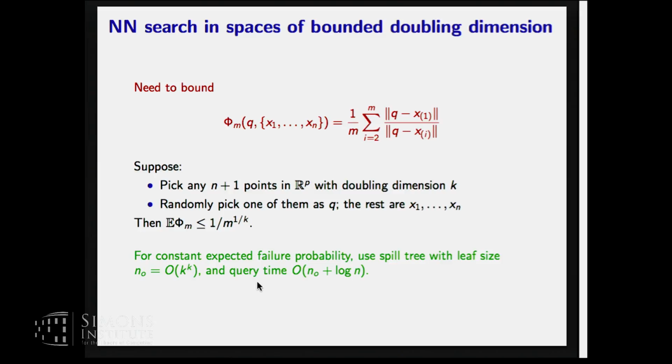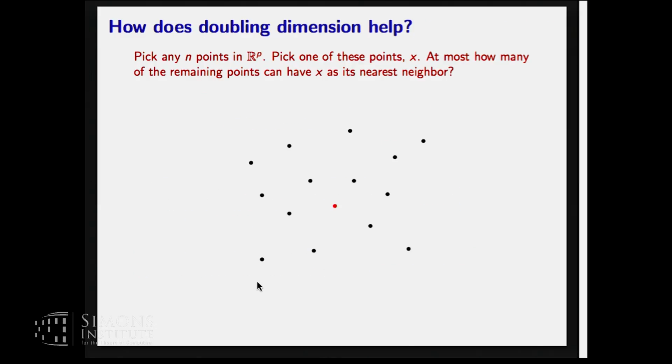So how do we bound this term, given only the doubling dimension? I won't go through the whole argument, but here's a very basic question that keeps coming up again and again in nearest neighbor analysis. The question is this: pick any n points in p-dimensional space, and take one of those points, let's call it x. How many of the remaining n-1 points can have this as its nearest neighbor? Can all n-1 of them have this as its nearest neighbor? Okay, so that's the question.